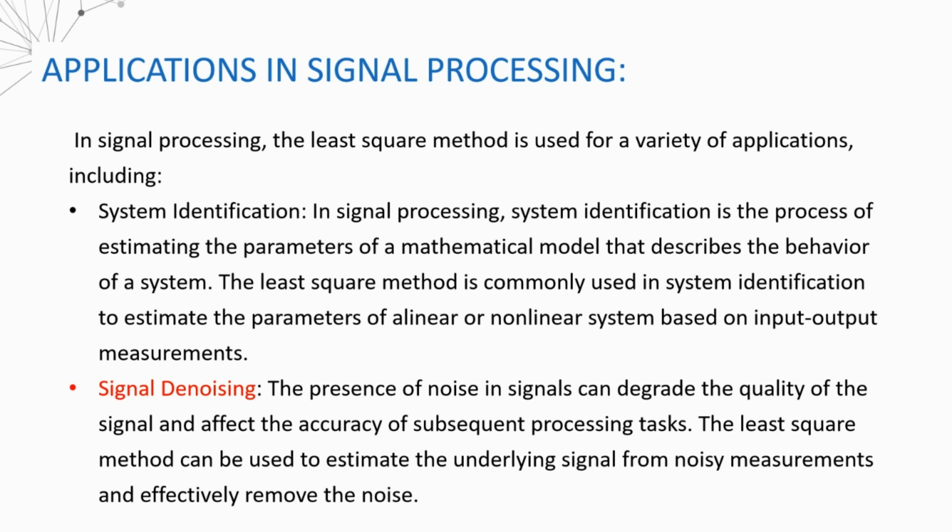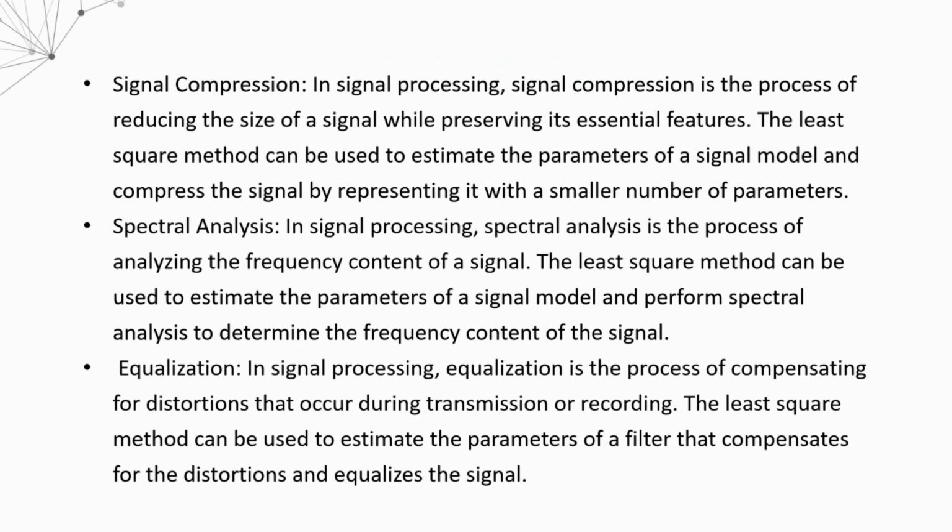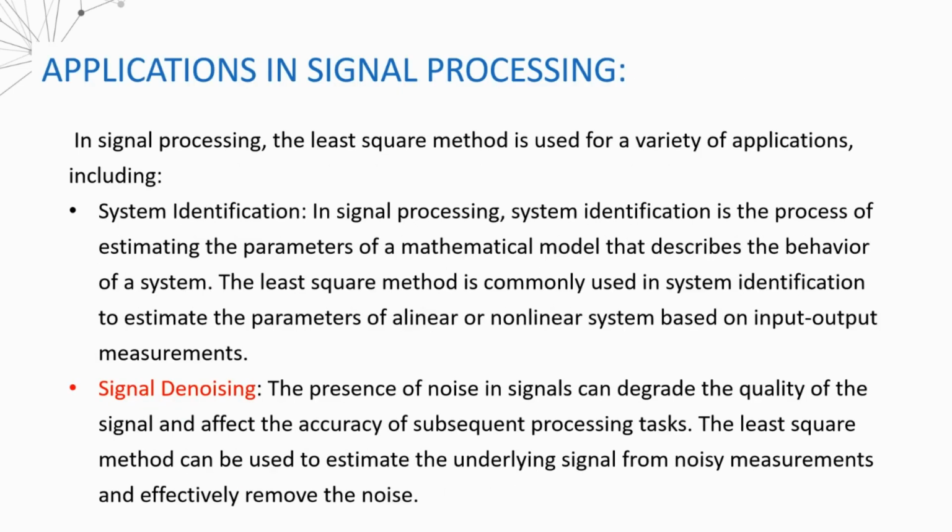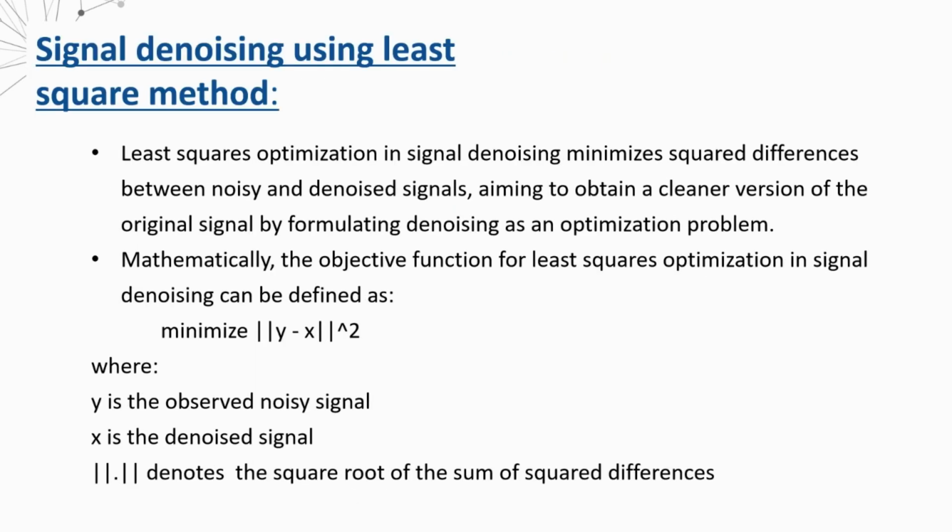Applications in signal processing. In signal processing, the least square method is used for a variety of applications, including system identification, signal denoising, signal compression, spectral analysis, and equalization. We are discussing signal denoising. The presence of noise in signals can degrade the quality of signal and affect the accuracy of subsequent processing tasks. The least square method can be used to estimate the underlying signal from the noisy measurements and effectively remove the noise. In the context of the course project on denoising the sinusoidal signal, the least square method is employed to estimate the parameters of the underlying sinusoidal signal and remove the noise from the observed data.